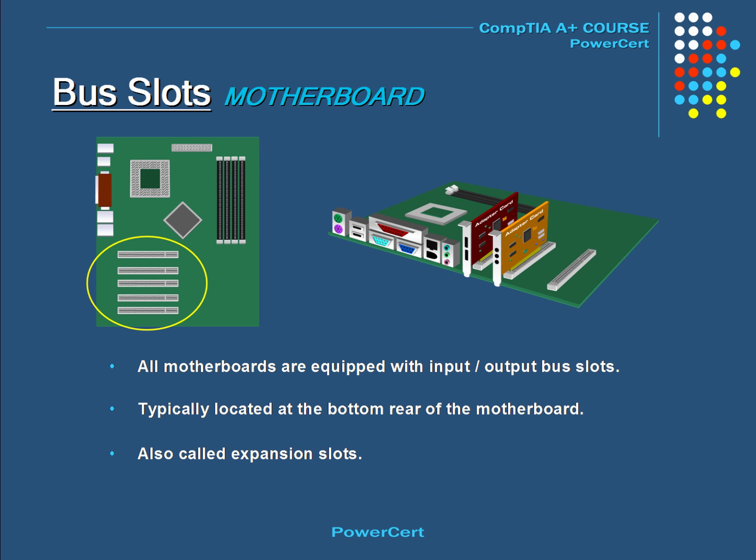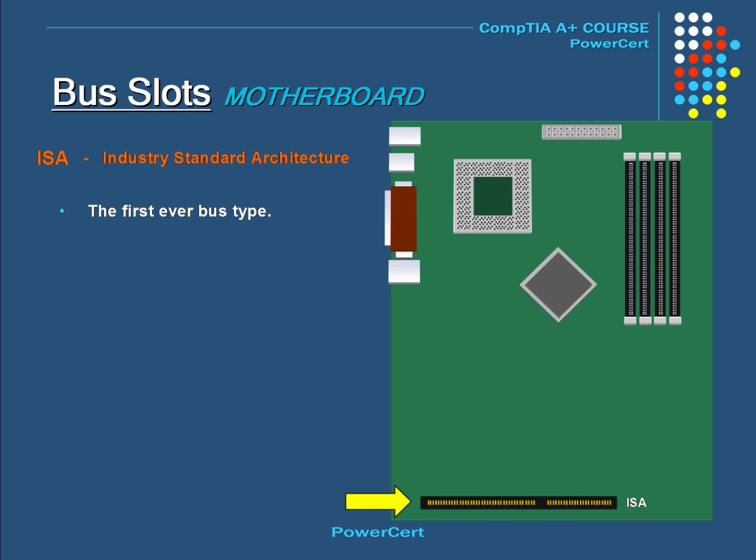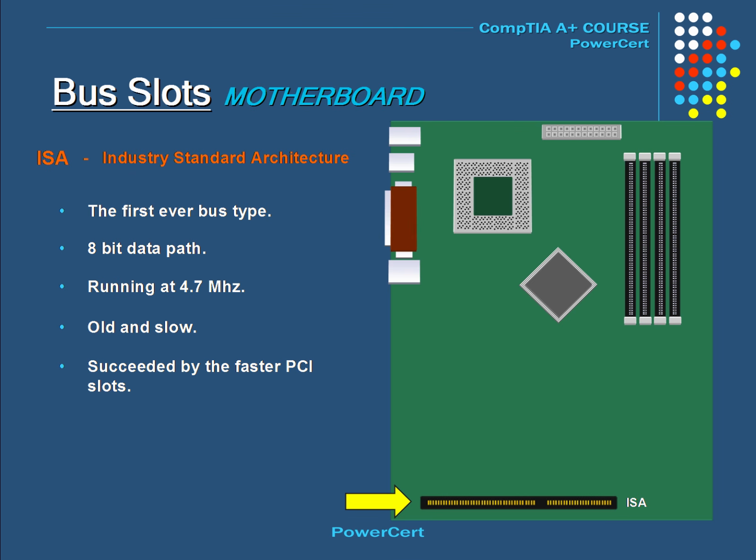Bus slots come in different types. The first ever bus type is called ISA, which stands for Industry Standard Architecture. ISA slots have an 8-bit data path running at 4.7 MHz. ISA slots are old and slow and are not seen on modern motherboards and have been succeeded by the faster PCI slots.